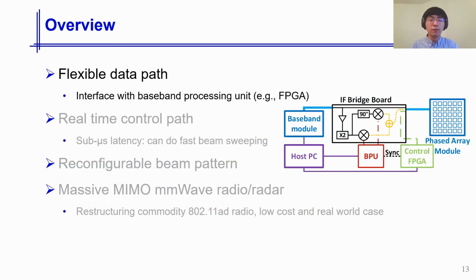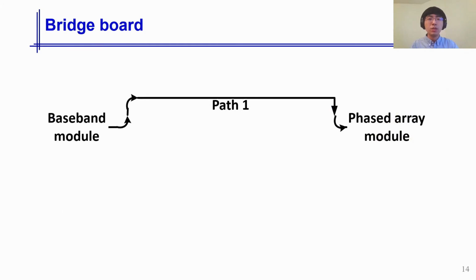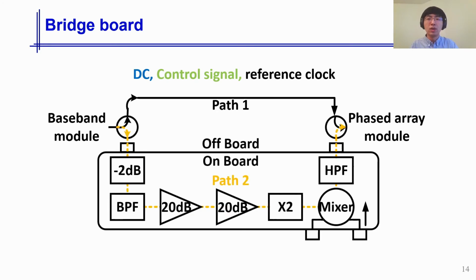First, we will talk about the flexible data path design. The key component here is a bridgeboard serving as the bridge between the baseband data processor and the phased array module. 2 signal paths go through this bridgeboard. There is a direct connection path 1 between the baseband module and phased array module, which is going to reuse the DC, control signal, and the reference clock. The second path is to use the reference clock as the local oscillator and convert the baseband waveform to the 15 GHz RF signal.